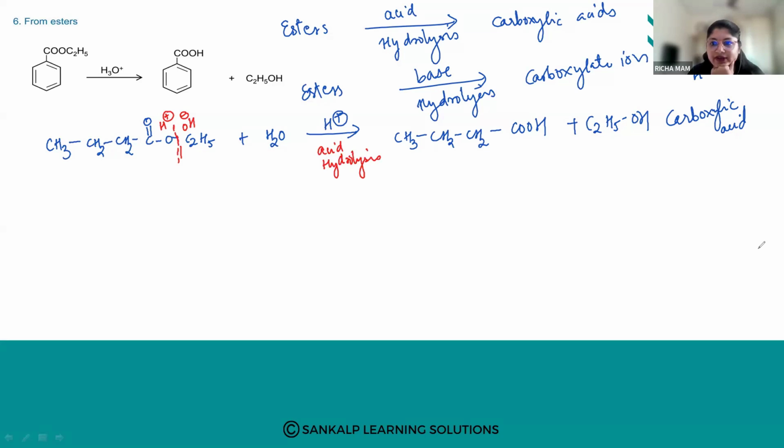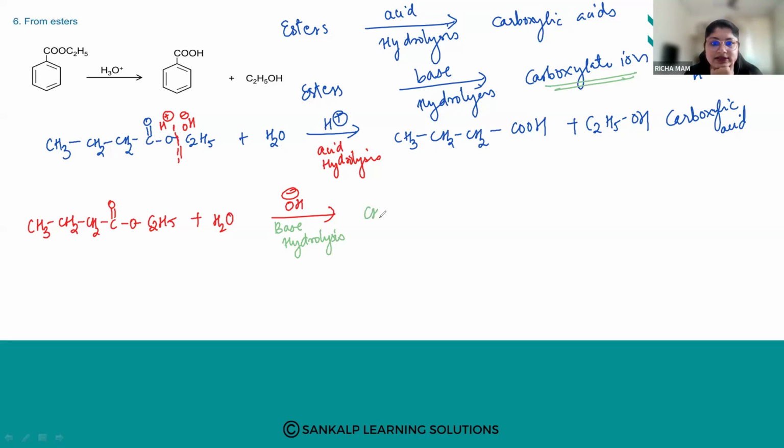So next, if I have a base hydrolysis, suppose the same, I'll take CH3CH2CH2C=O OC2H5, plus add water in the presence of OH minus. It is undergoing what? Base hydrolysis. What am I going to get? Yes, I'm going to get carboxylate ion.